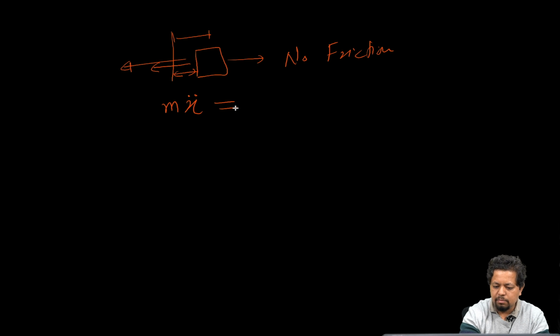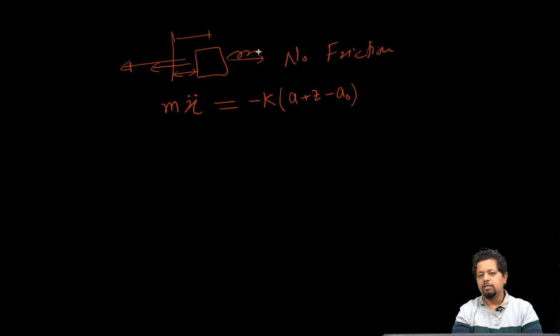So we have m x double dot equal to k times the stretch in the spring, that is a plus z minus a naught. That's the elongation of the spring. The force is in the negative direction, so that gives me that. And because of the spring on this side, again the force is going to be in the left direction because the spring will be contracted. We are assuming this extreme case.